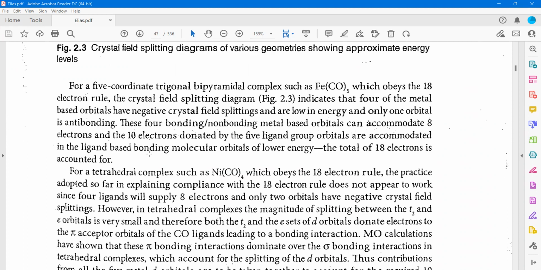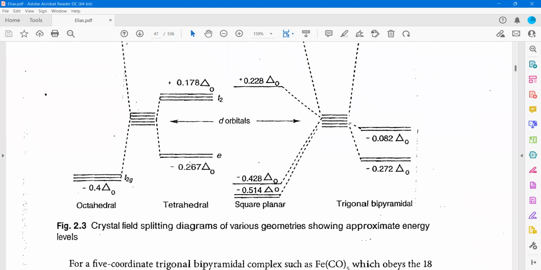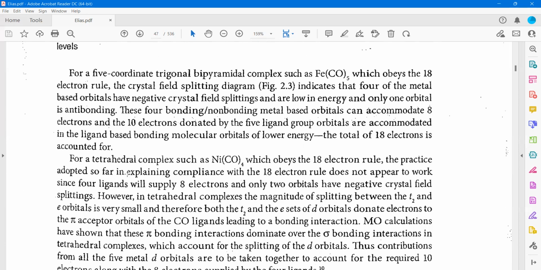For tetrahedral complexes, the 18 electron rule doesn't appear to work. For tetrahedral and for square planar, this doesn't work. So for tetrahedral, how many electrons can you fulfill? Tetrahedral has 2 bonding orbitals, so a total of 4 orbitals with ligands, and 4 into 2 is 8. So 8 plus 4 is 14. And how do you get more electrons? Let us study what is there.